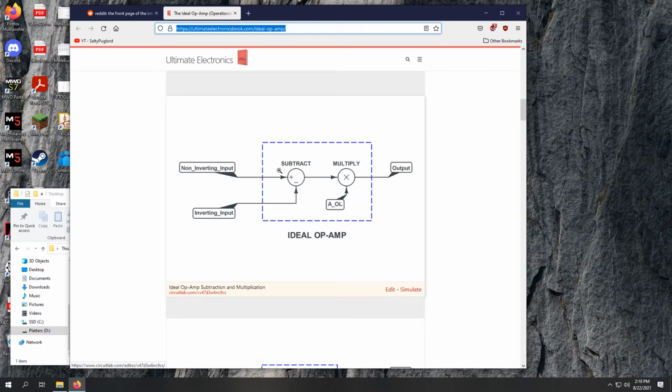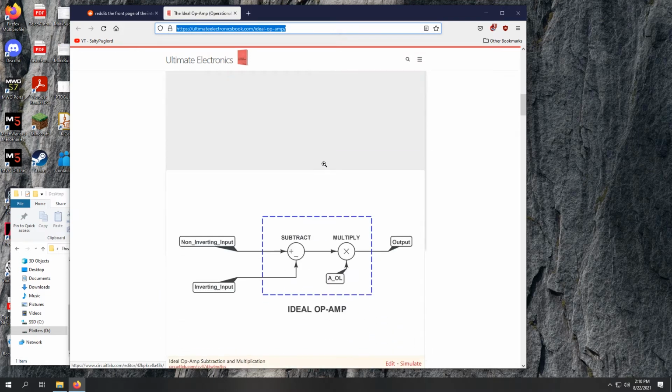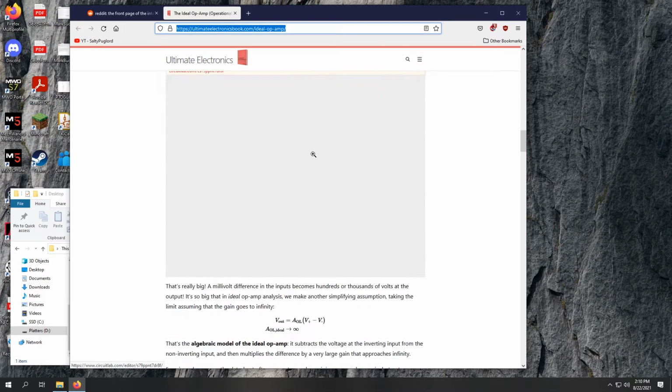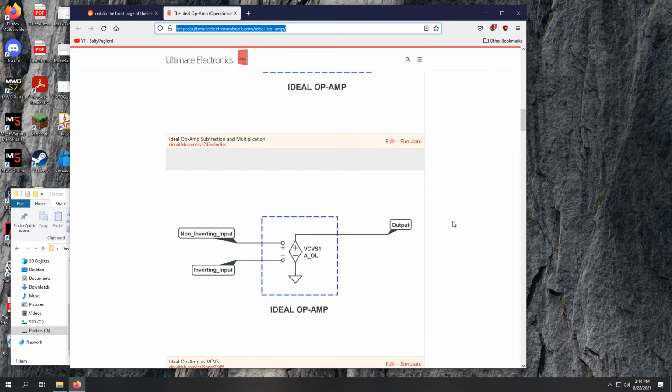So pay a lot of attention to which signal is on the plus and which one is on the minus. Honestly, I don't even like labeling these with plus and minus. I would much prefer to label them as input 1 and input 2. And then when they give you the equation, they would give you V input 1 minus V input 2. And that way it would be a lot harder to mess them up. But they don't do that.